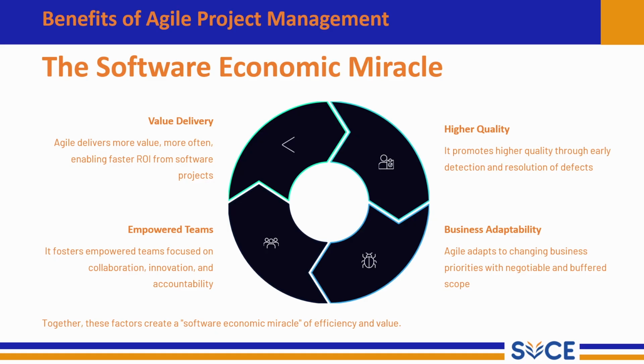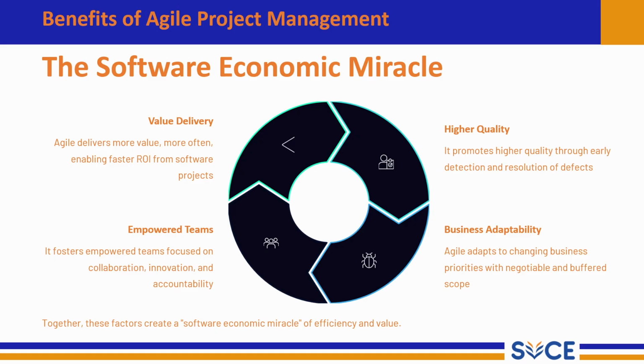Value delivery. Agile delivers more value more often. Instead of waiting months for the final product, Agile delivers small working features frequently. This allows companies to get a faster return on investment and respond quickly to customer needs. Empowered teams. Agile teams are self-organizing and empowered. They collaborate, make decisions together, and take ownership of their work. This improves innovation, motivation, and accountability within the team.